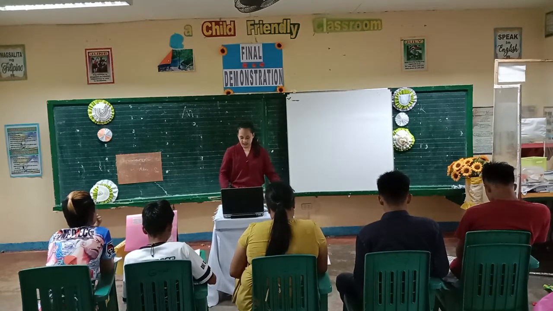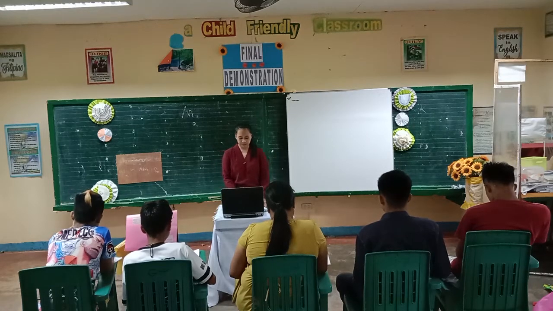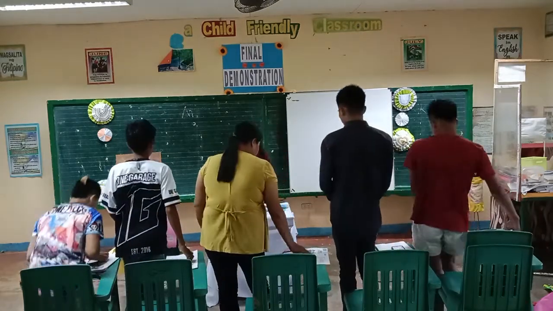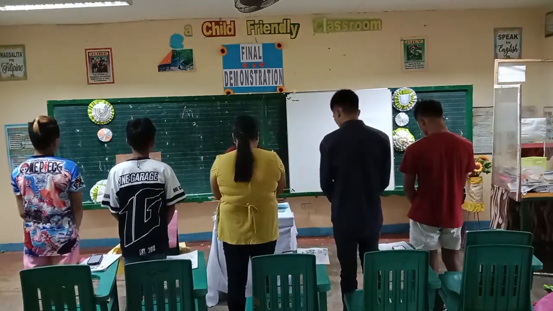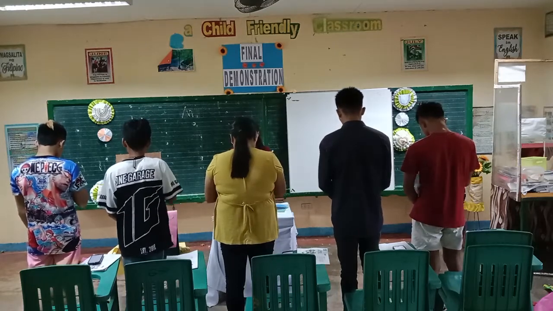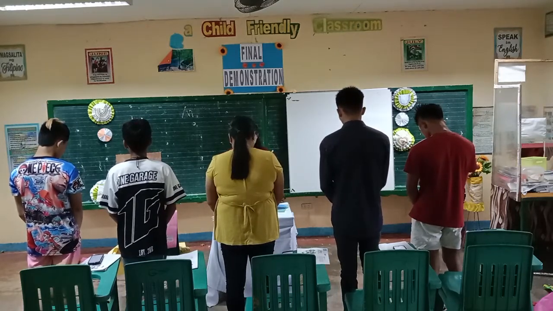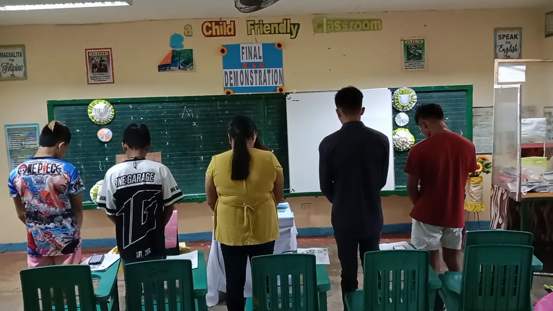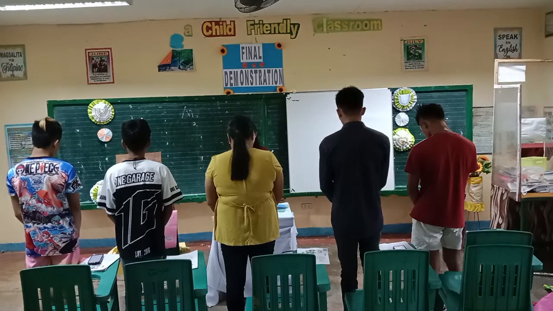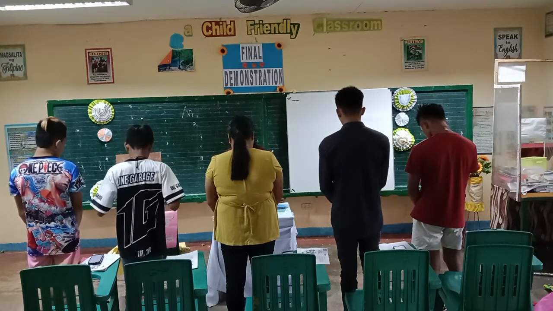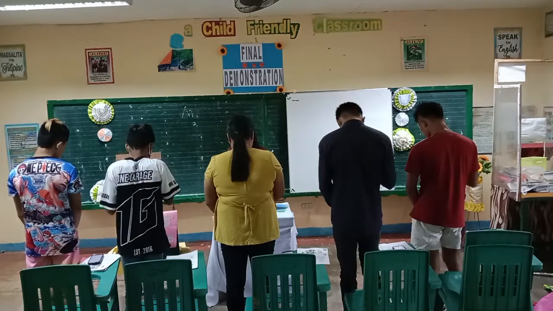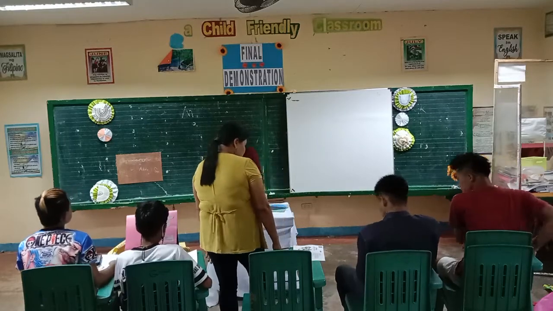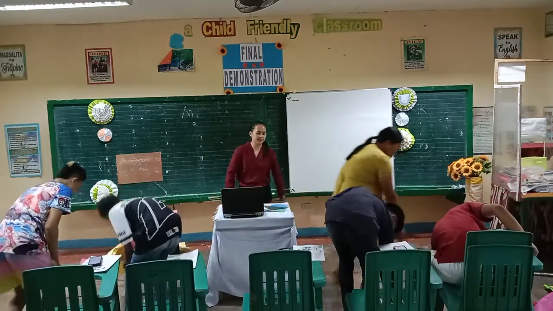Before we start, everybody is requested to stand for a prayer. So, Mr. Agustin, please. Let's pray. In the name of the Father, the Son, and the Holy Spirit. Amen. Our Father, who art in heaven, hallowed be thy name, thy kingdom come, thy will be done, on earth as it is in heaven. Give us this day our daily bread, and forgive us our trespasses, as we forgive those who trespass against us, and lead us not into temptation, but deliver us from evil. So, before you take your seat, arrange your chairs.